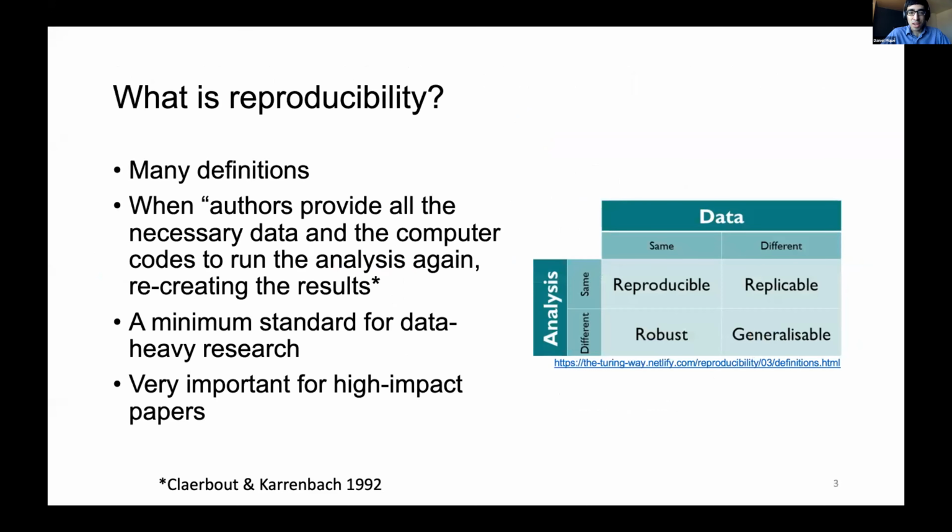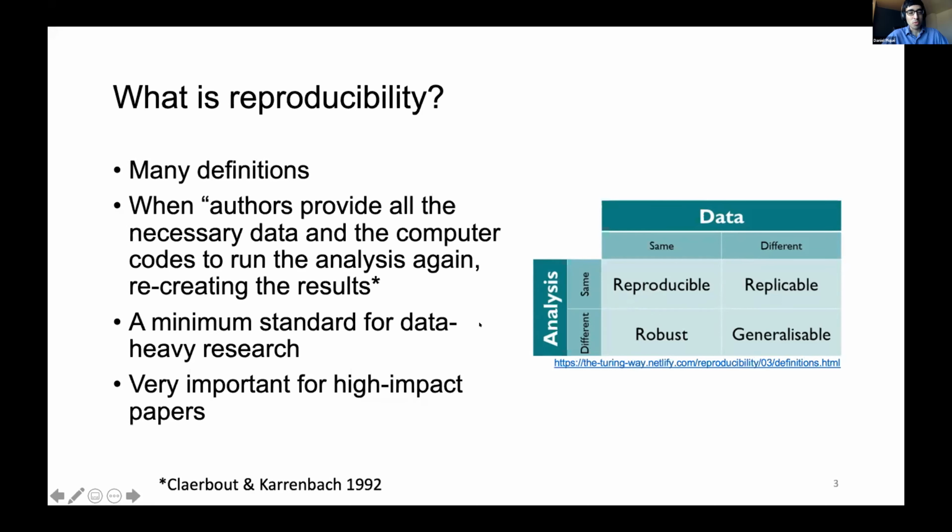Okay, so I'll just start off by defining reproducibility. There are actually many definitions depending on the field and on the topic. But one definition that I like is the one that I have here, which is when authors provide all of the necessary data and computer code to run the analysis again and to recreate those same results. I also like this figure on the right that really shows where reproducibility stands in relation to other similar descriptors. Reproducibility is basically when you have the same data and the same analysis and you're able to produce the same results.